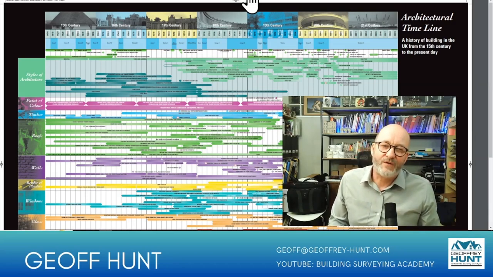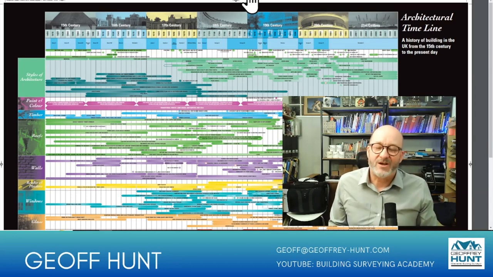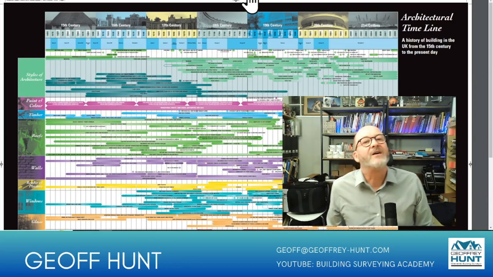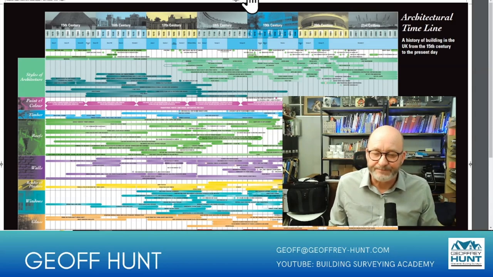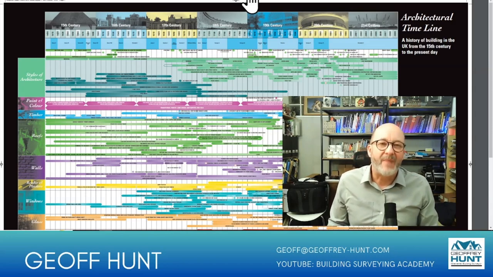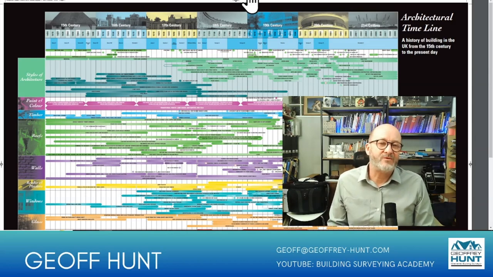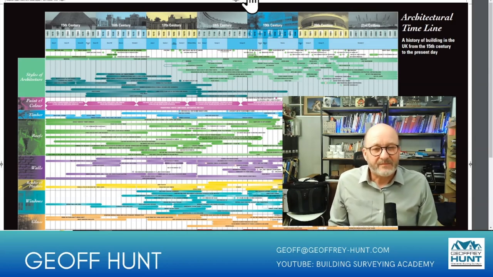The key is to look for the proportionality of the windows, the number of panes that are in the window frame themselves, because glass was really, really expensive at the early part of history. And then we move through to the sash windows, back to mainly casement windows. Through history, we had metal windows, the Crittall windows. And then from there, we moved into much larger windows, double glazing, UPVC, and then onto composite windows.